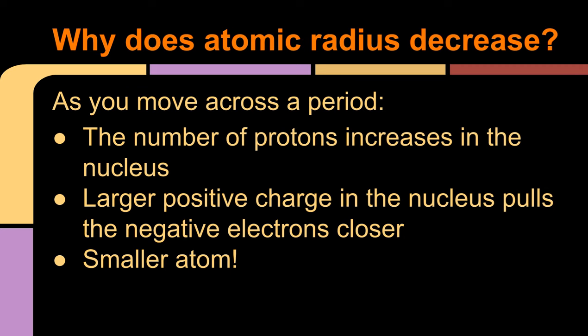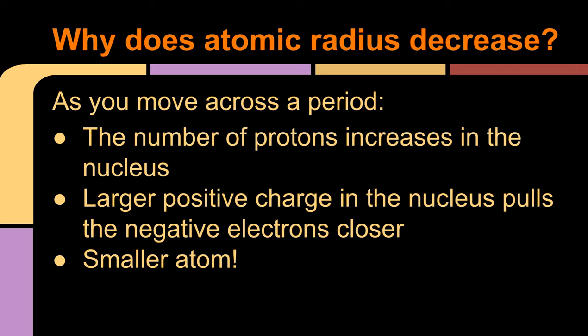Why does the atomic radius decrease as we move across the period? So when you move across the period, the number of protons is going to increase in that nucleus. The more protons you have in there, the larger positive charge you're going to have in the nucleus. And what that's going to do is it's going to pull those electrons closer to it, because remember, the positive charge is going to attract the negative electrons. And so therefore, we're going to end up with a smaller overall atom, because those electrons, all of them, even the ones on the outer energy level, are being pulled in closer.